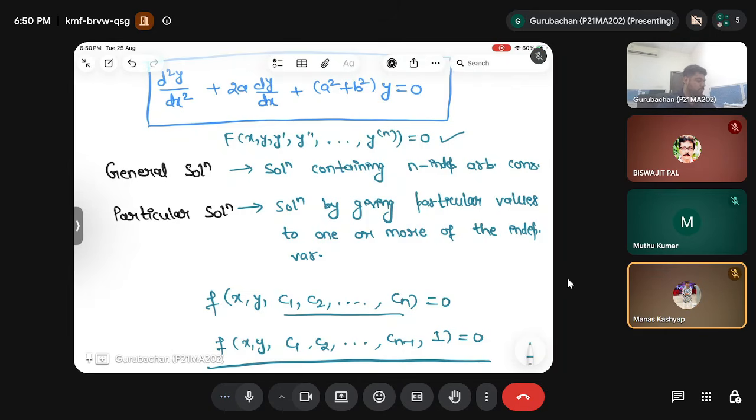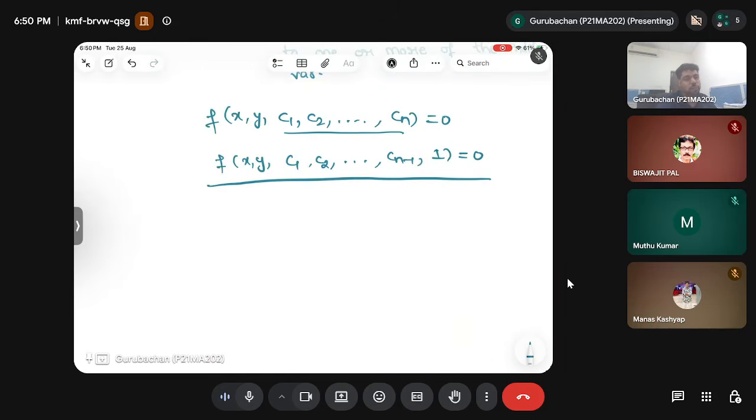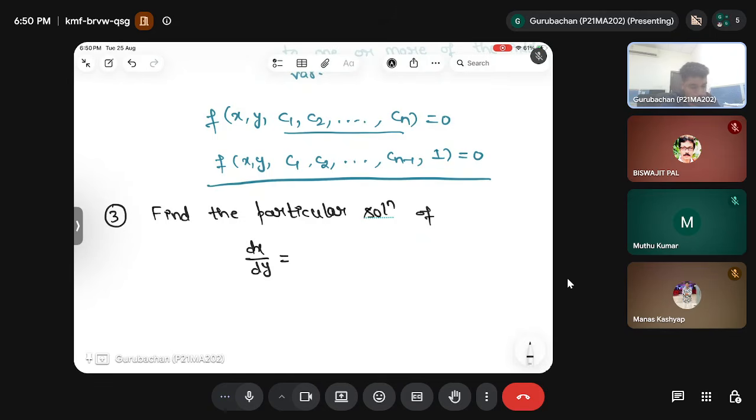Now, next question is how to find out the solution of a differential equation. Obviously, we start with the basic method, that is the variable separable method, with some example. Find the particular solution of dx by dy is equal to e to the power x and e to the power ln y, with y0, x0 being 1.